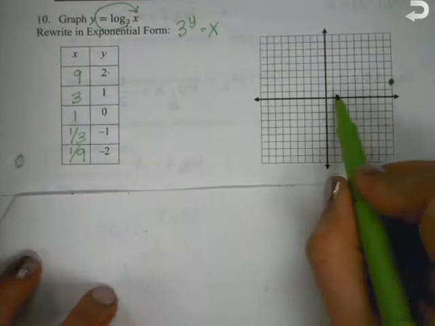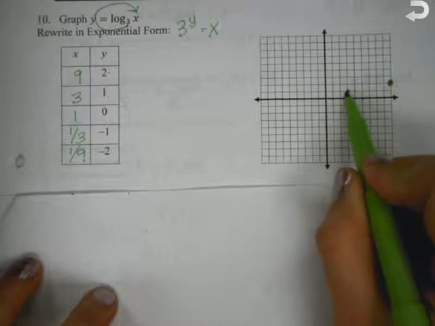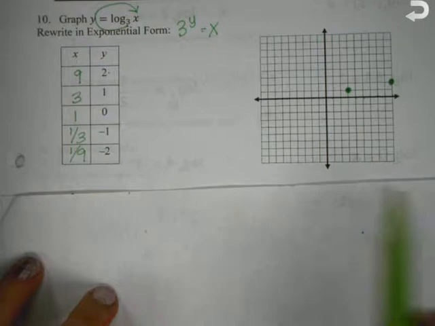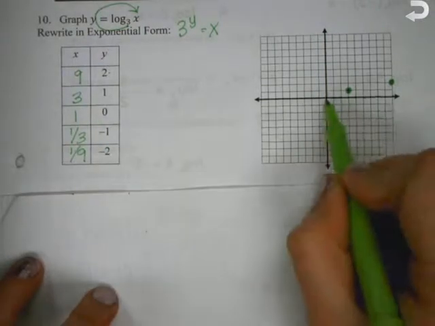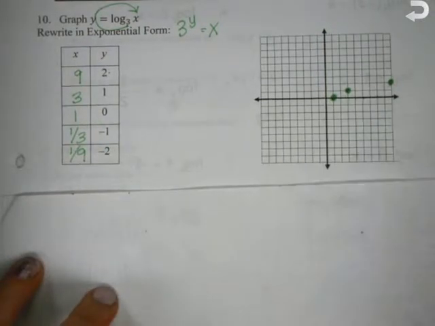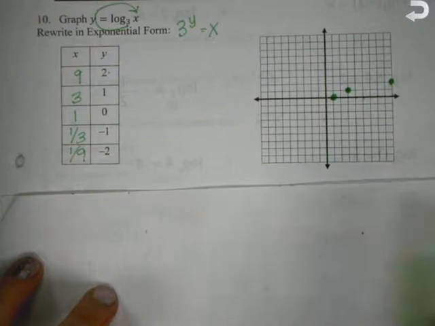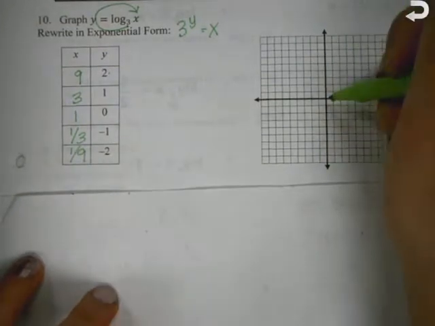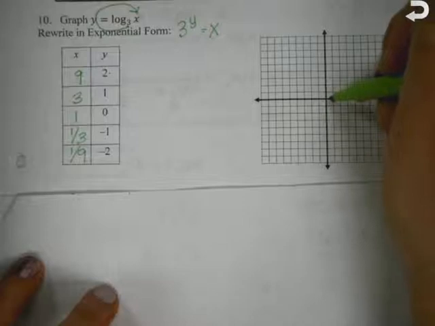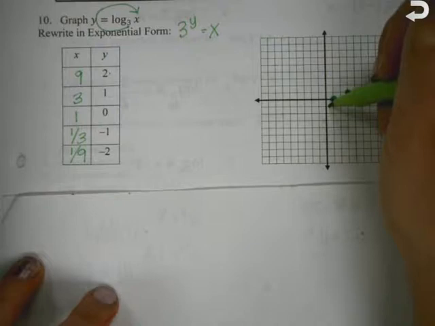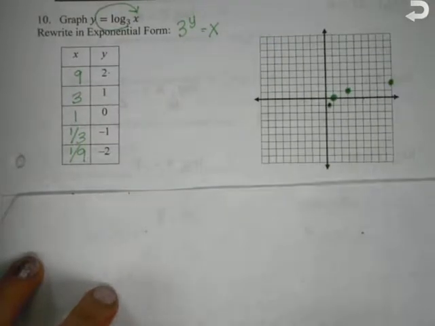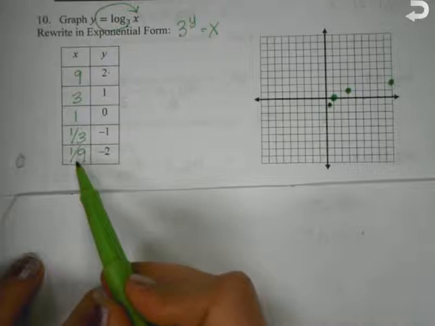Next point is 1, 0. So 1, and I stay on that x-axis. Next point is 1/3, negative 1. So 1/3 is somewhere about here in between 0 and 1, and my y is negative 1, so it's going to be right here. And then my last point is 1/9, so that's even closer, at negative 2. So somewhere right here. So let's draw a curve through these.